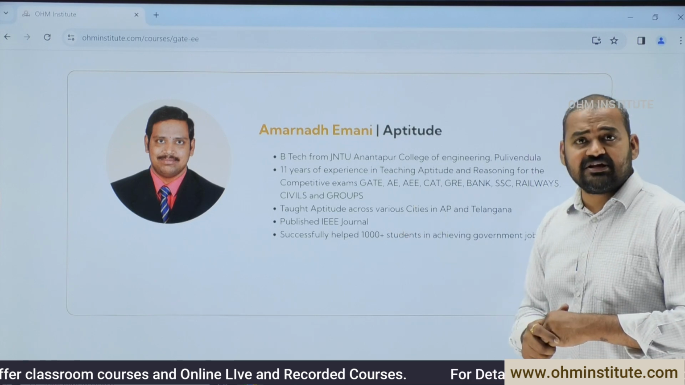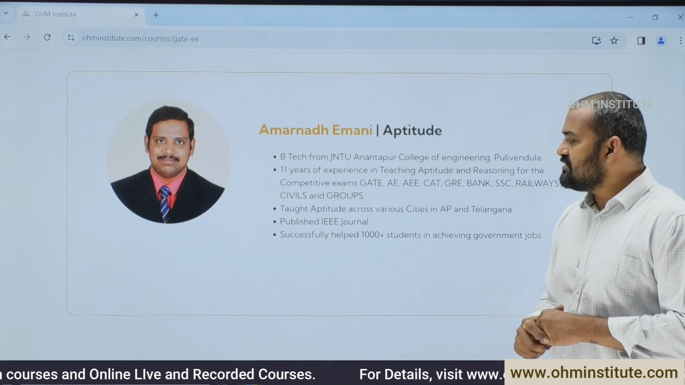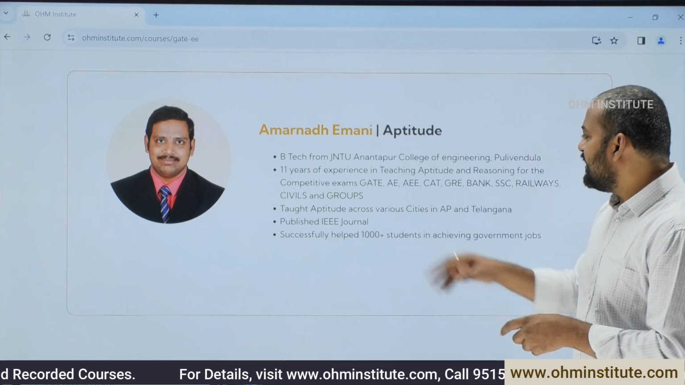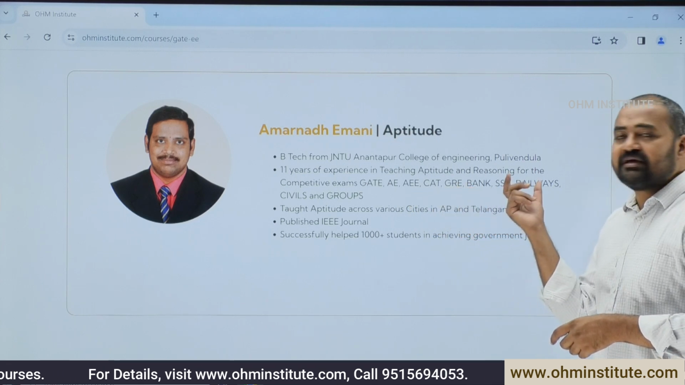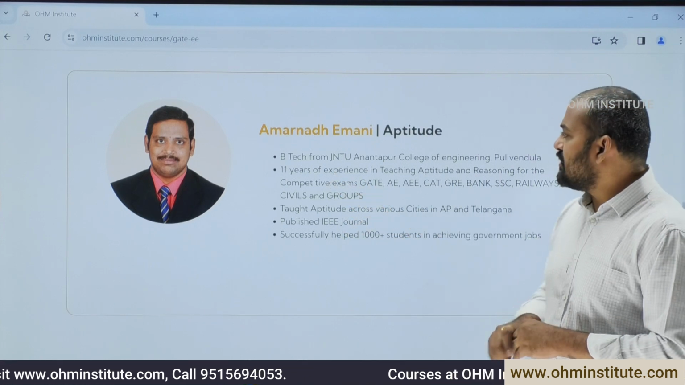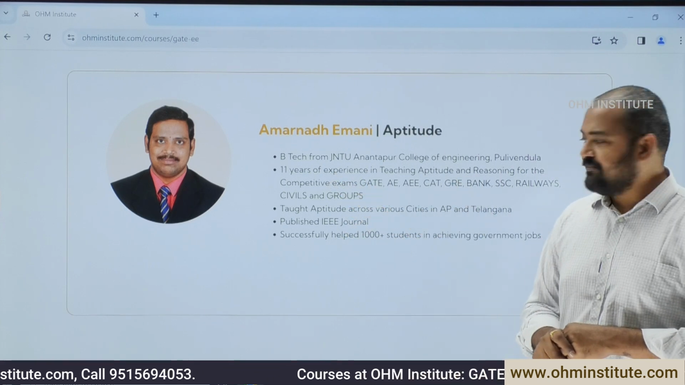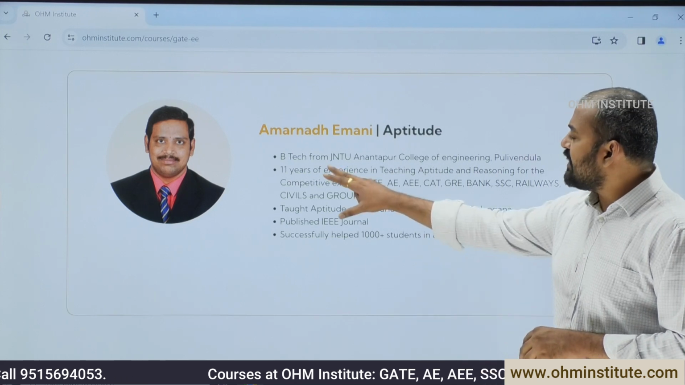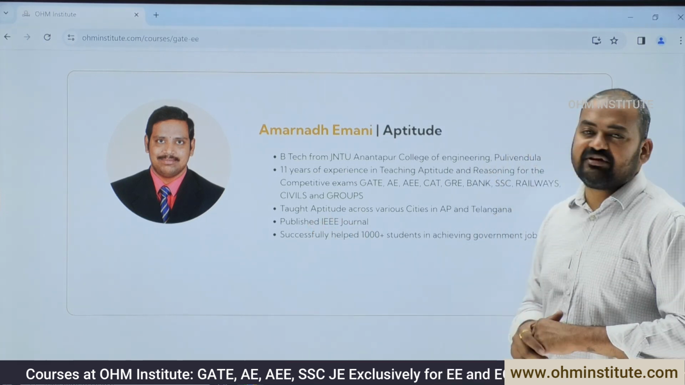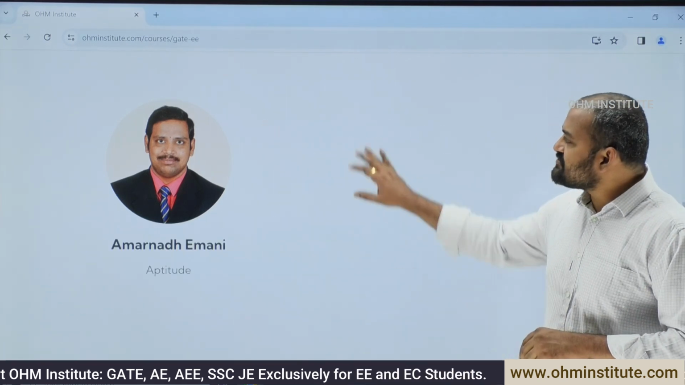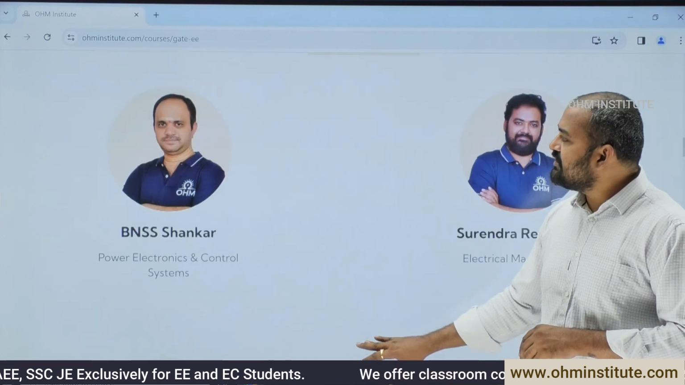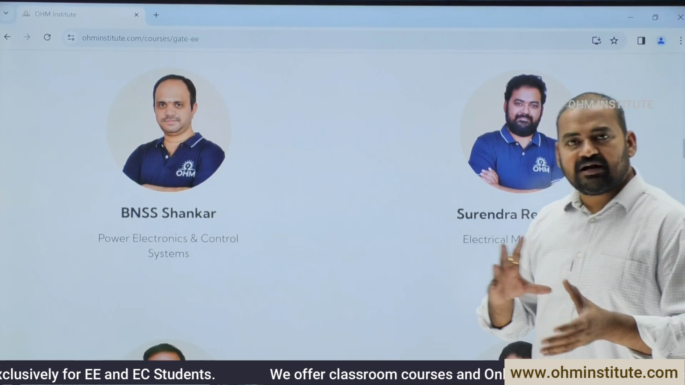Sir has more than 11 years of teaching experience, and he is very well known faculty, especially in competitive exams like GATE, AE, AW, CAT, banking exams, SSC exams, railways exams, groups exams, various exams. Sir will teach aptitude reasoning part. Okay, so he completed his BTech from JNTU Anantapur, and later he came to teaching field. He has more than 11 years of teaching experience. That's all. So these were the faculty details, and same faculty will teach for both offline and online courses as well.